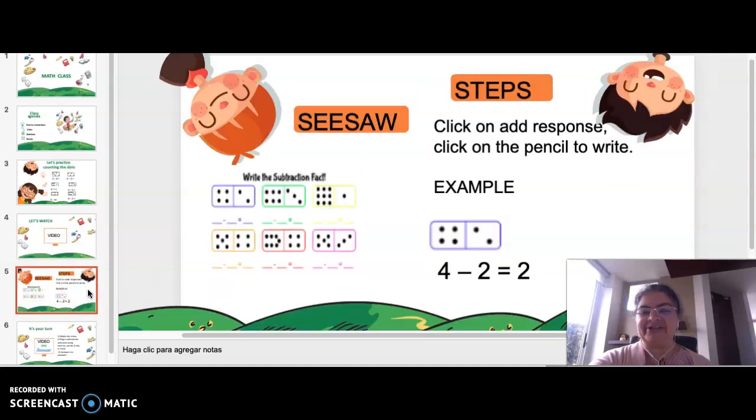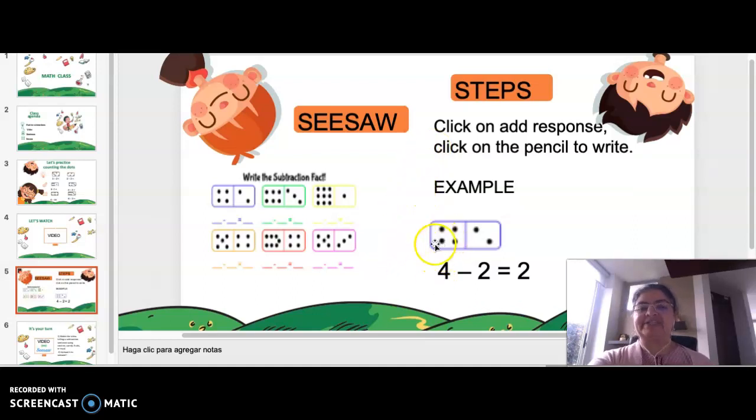Excellent, boys and girls. Now that you have already seen the video, what are you going to do? You go to Seesaw app and you look for this activity. And this activity also is with dominoes. What are you going to do? First, you click on Add Response. Then you click on the pencil to write the correct answer. Which is the correct answer?